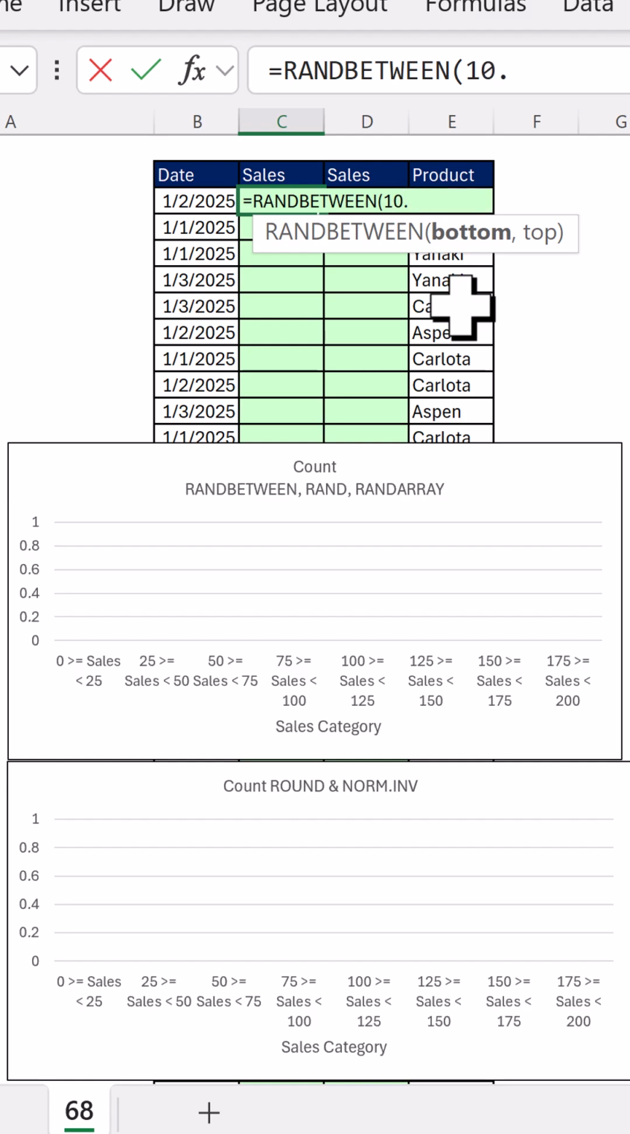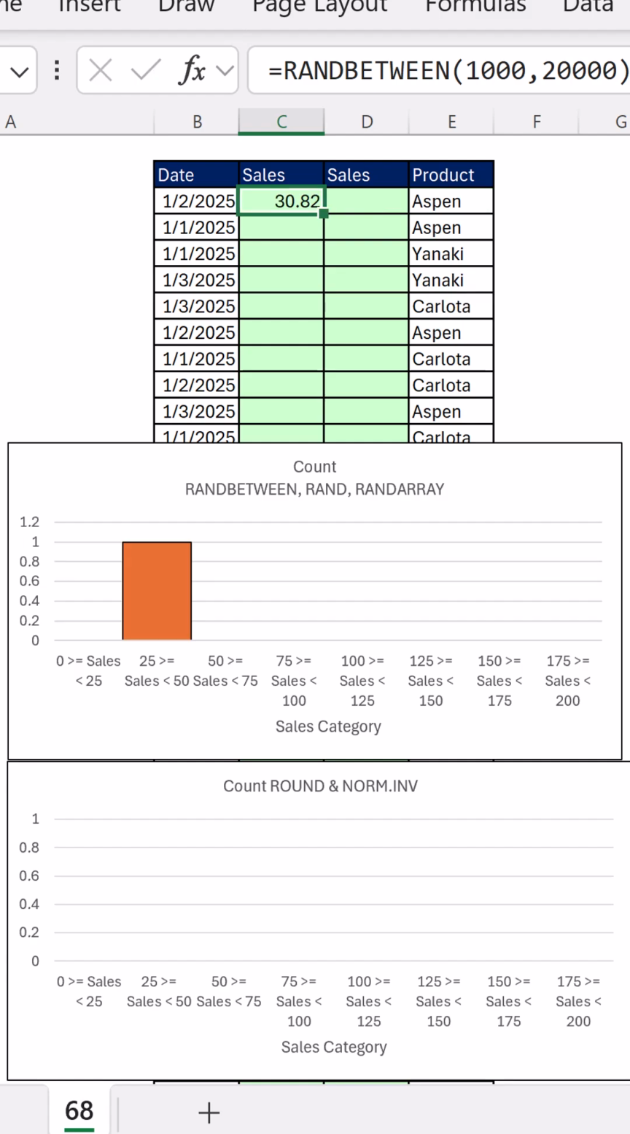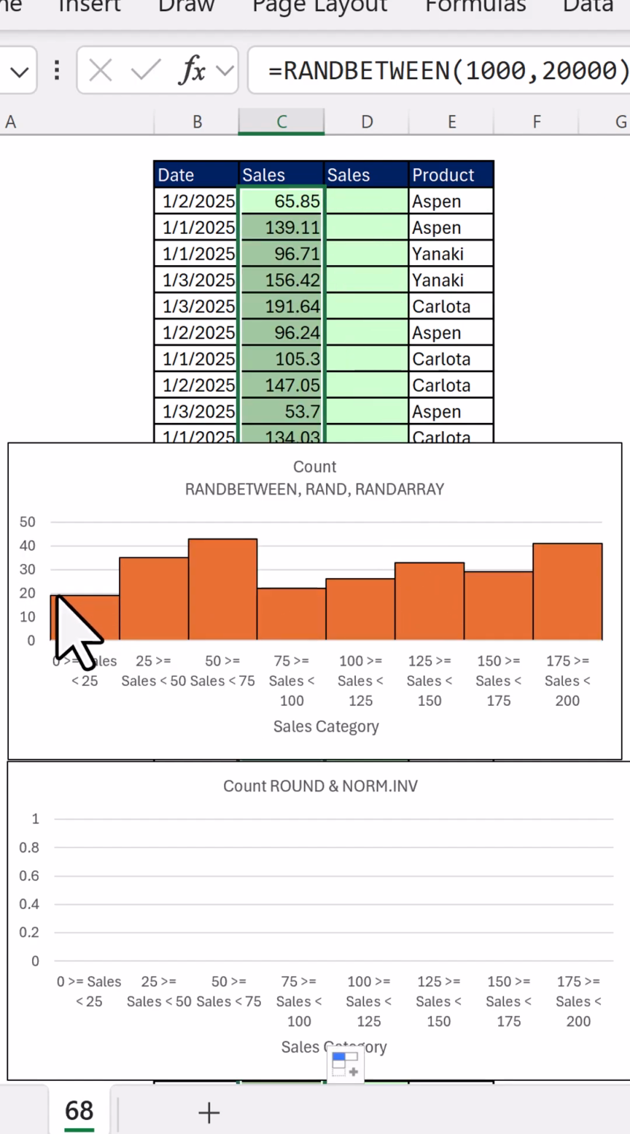But guess what? I actually want some pennies because these are sales. So I'm going to go 10 plus two extra zeros, comma, 200 plus two extra zeros, close, and then divide by 100. Control Enter, double click and send it down. And you can see we get more or less a uniform distribution.